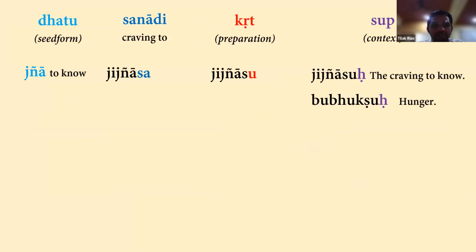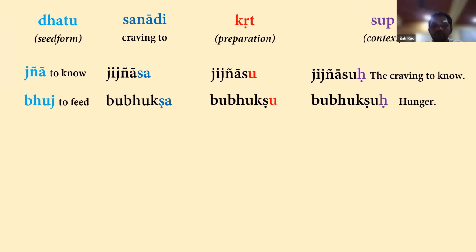So some more examples like jijnasuhu. If you remove the sup pratyaya, jijnasu remains. And u is a krit. If you remove that, then jijnasa. Jijnasa is a created dhatu. It is ending with sanadi pratyaya. And if you remove sa, it becomes jna. Jna is the original dhatu. So jna becomes jijnasa by adding sanadi, then by adding krit jijnasu, by adding sup jijnasuhu.